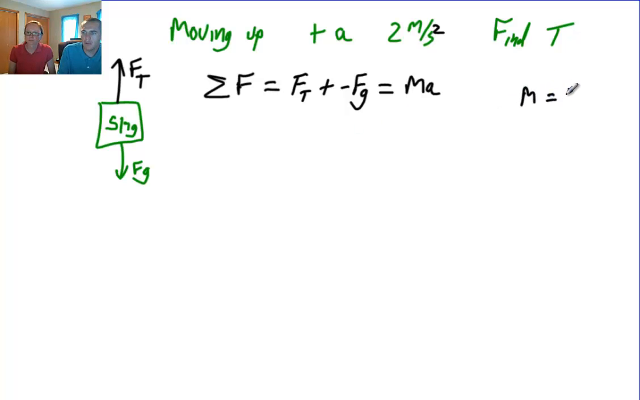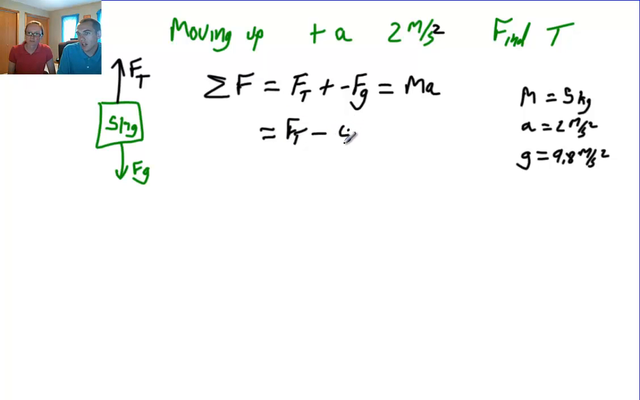So if I have my variables, my mass is 5 kilograms. My acceleration is 2 meters per second per second. And we do know Fg because it's still the same from our previous one. We don't change the weight of our object. So really what I'm going to do is replace this with everything I know. Ft, that's what we were looking for, minus 49, which is 5 times 9.8, equals 5 times 2. So Ft minus 49 equals 10. So Ft is 49 plus 10.